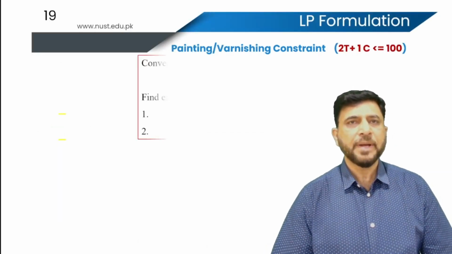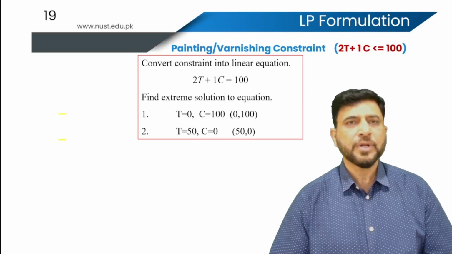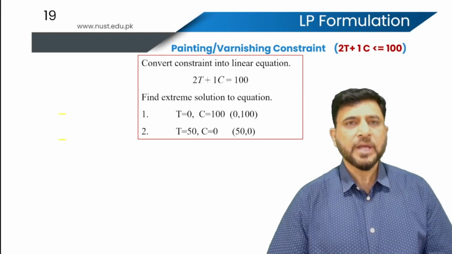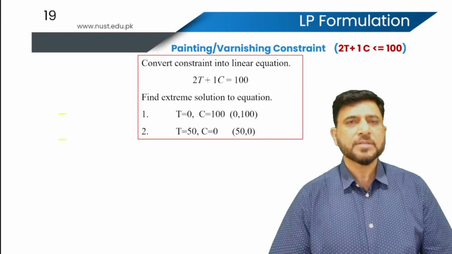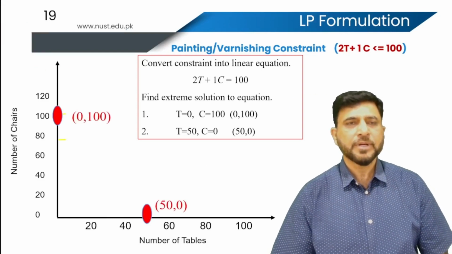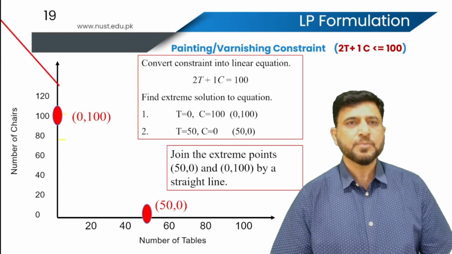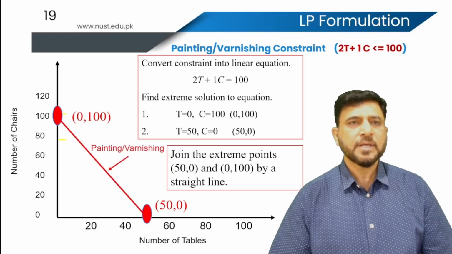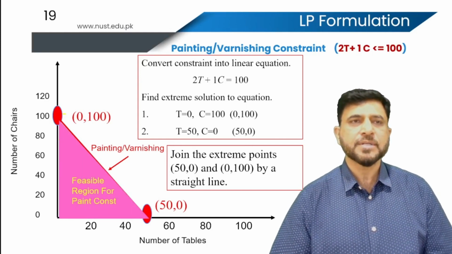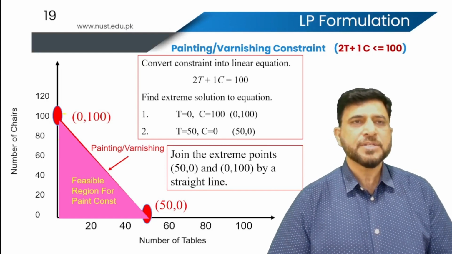Now coming to the painting and varnishing constraint. Similarly, we have made two coordinates on the y-axis and x-axis. On the y-axis we have (0, 100) and on the x-axis (50, 0). Similarly, we have plotted these two points. We join these points, and this is the painting and varnishing constraint. Again, the feasible region for the painting constraint is plotted. So we have plotted these two feasible regions.